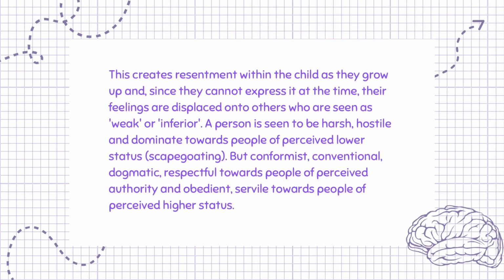This creates resentment within the child as they grow up and, since they cannot express it at the time, their feelings are displaced onto others who are seen as weak or inferior. A person is seen to be harsh, hostile, and dominant towards people of perceived lower status, scapegoating. But conformist, conventional, dogmatic, respectful towards people of perceived authority and obedient, servile towards people of perceived higher status.